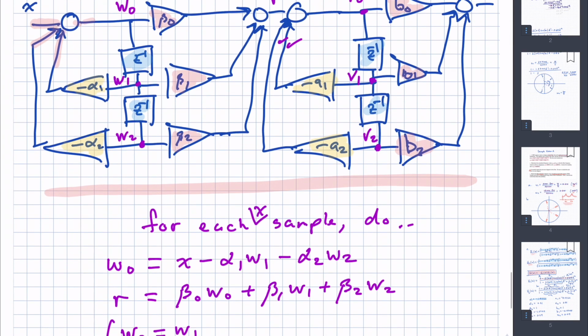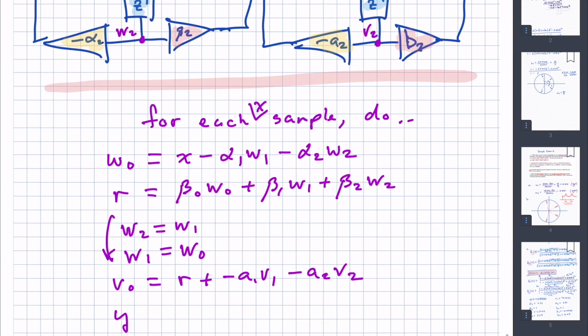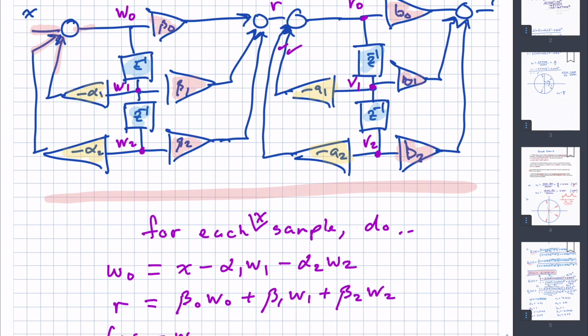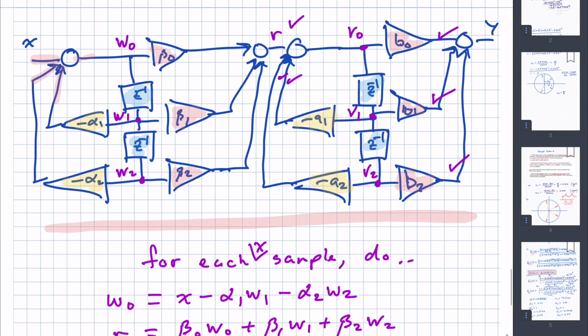I'm sorry, the V0 output. All right, and from there we then look at Y. All right, so noticing Y is just B0 times V0 plus V1 times B1 plus V2 times B2. All right, so V0 B0 plus V1 B1 plus V2 B2 is the output Y.